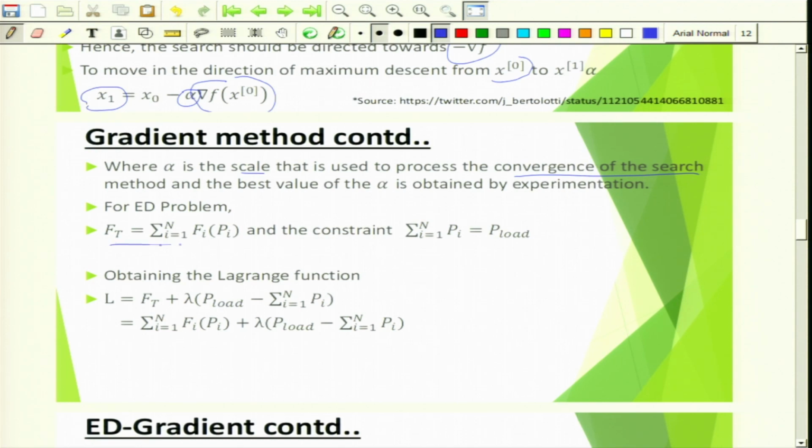Now this is anyway known to you for the economic dispatch problem. What is the objective function? It is to minimize the total cost, which is nothing but the summation of the individual costs of the generators. The constraint is that the summation of generation is equal to the total load, right? Now obtain the Lagrangian function. The Lagrangian function is the total fuel cost plus lambda into the constraint.